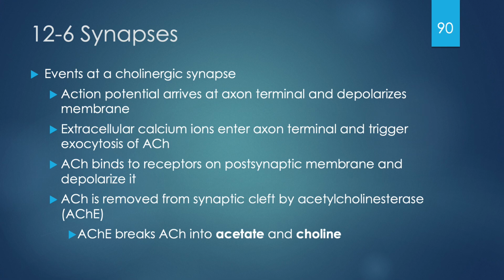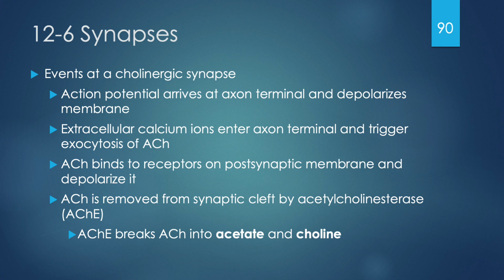Figure 12-16 in your text shows you the events that are happening in a cholinergic synapse. We're just going to go through this very briefly before we look at it in a little more detail with the images. Basically, an action potential is going to arrive at the presynaptic neuron, and as that action potential arrives, it's going to depolarize the membrane. Depolarizing the membrane is going to open up calcium channels, so that it triggers exocytosis of acetylcholine from the presynaptic neuron.